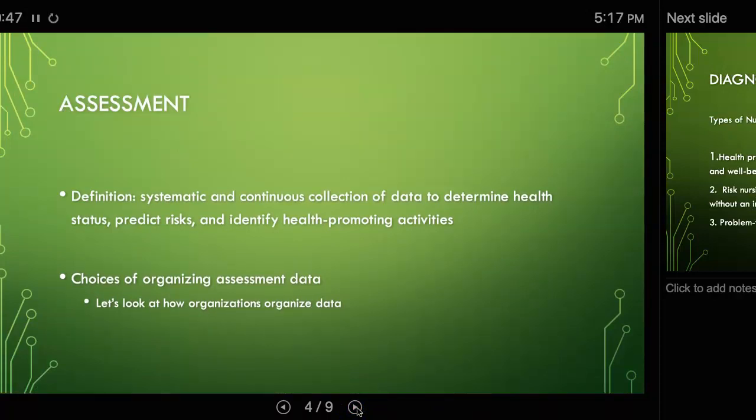So this is a systematic collection of data. You'll collect objective assessment data and subjective. Objective is something you can see, like a lab value. You can look at it. Subjective is how they feel. My knee hurts, that's subjective, right? Because what I think is pain and what you think is pain is different.